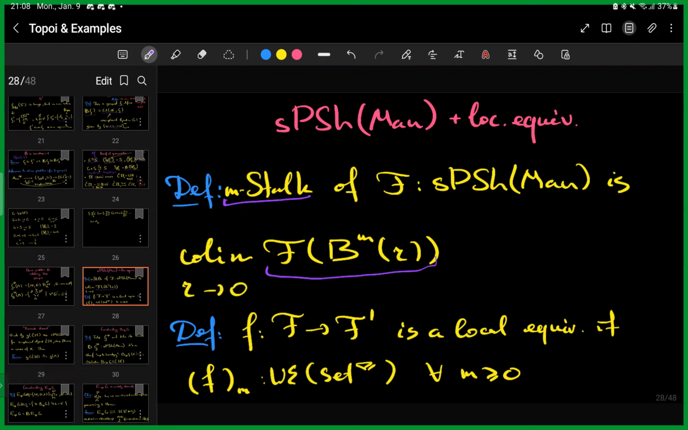What is a B_M of R? That's just an M-ball in R^M. So it's just the set of all, it's an open ball consisting of all points with modulus less than R.